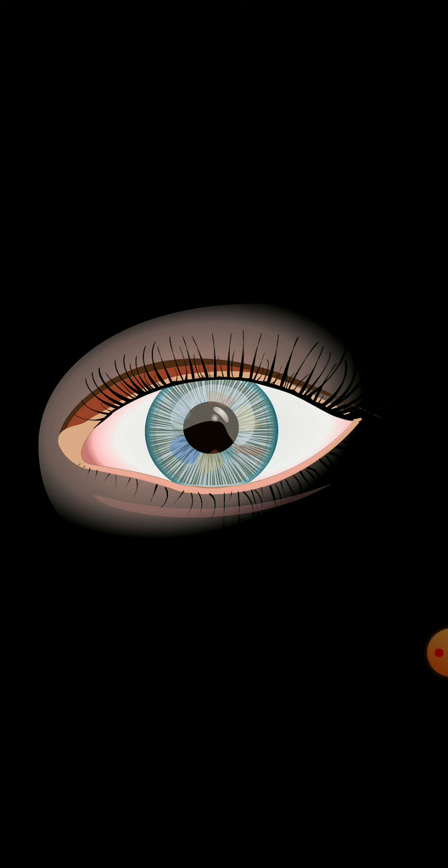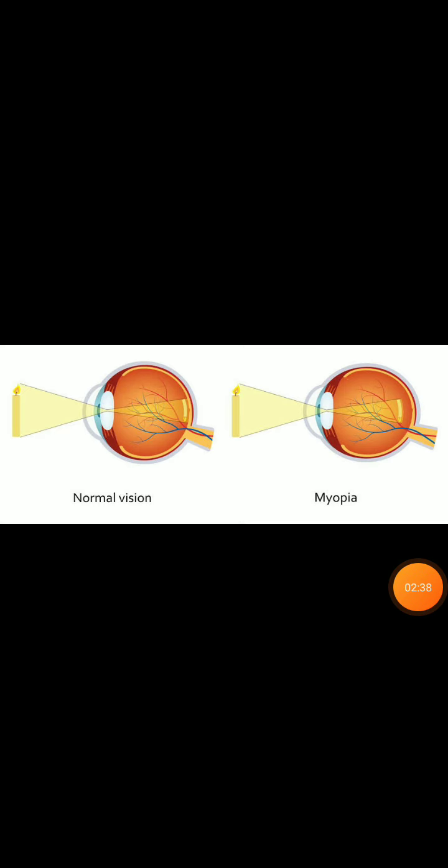Now, students, we have already learned about spherical lenses in chapter number 10. Now, let us discuss each defect of vision and its correction. Let us first talk about myopia. Myopia is also known as nearsightedness. A person with myopia can see nearby objects clearly but cannot see distant objects clearly.